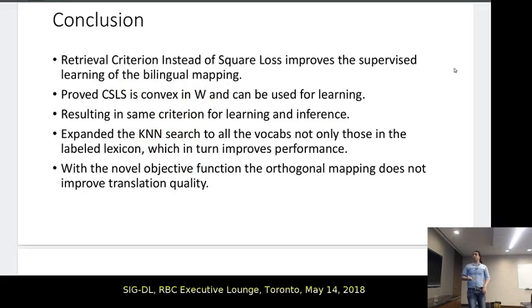Okay, so conclusion. The retrieval criterion CSLS instead of the plain score improves supervised learning of the bilingual mapping. It proves CSLS is convex in W, and can be used for learning, resulting in the same criterion for learning and inference. It expanded the k-nearest neighbor search to all the vocabulary, not only those in the labeled lexicon, which in turn improves the performance. With the novel objective function, the orthogonal mapping does not improve translation quality at all.